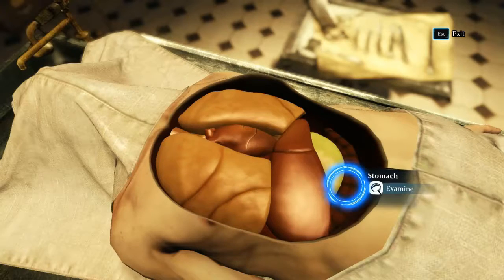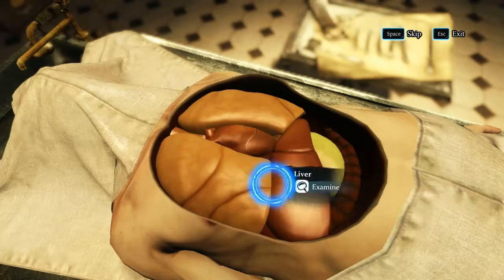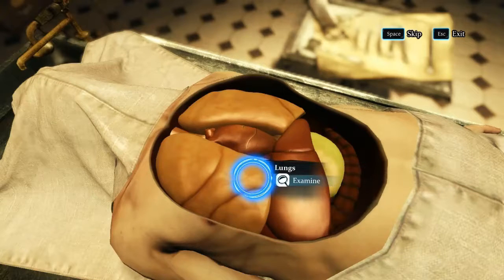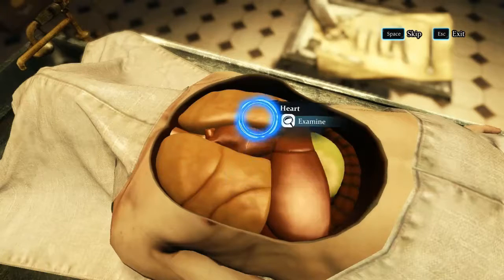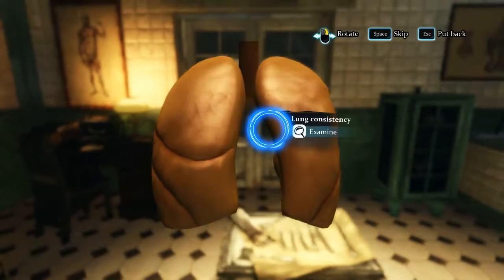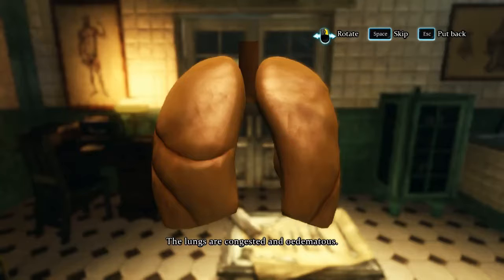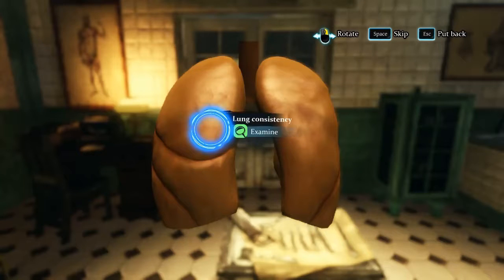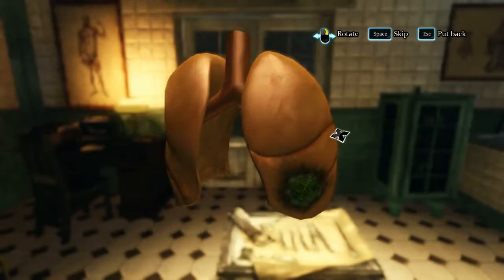Okay, well, so if you don't know what the inside of a person looks like, it's not like this. I can tell you that. This is vaguely a plastic representation of a person. Okay, let's look at his lungs. The lungs are congested and edematous. Oh, are they? Let's rotate his lungs. Oh, wow.